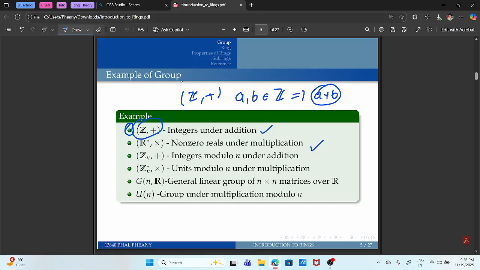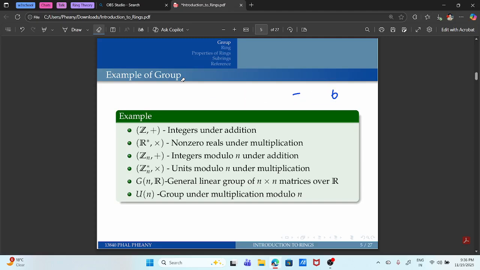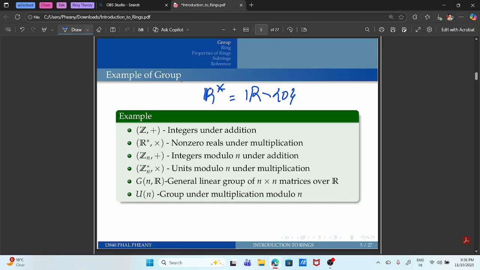Now we continue to the next example. Let me clear this first. Okay. The next example, R star. R star represents the real numbers, but not including 0. A real number is a non-zero element. So this is the group of non-zero elements of real numbers under multiplication.